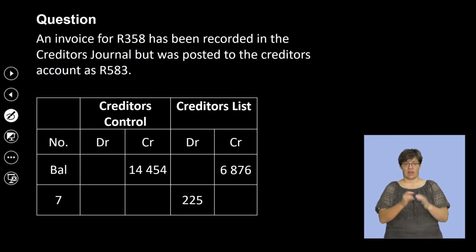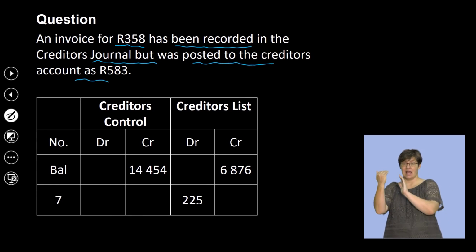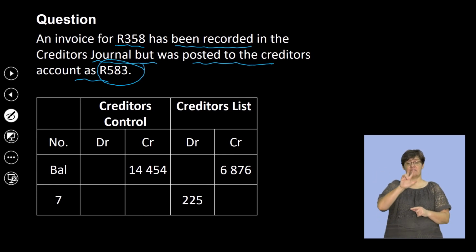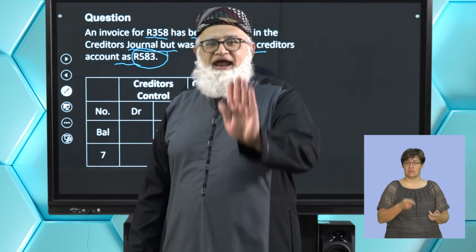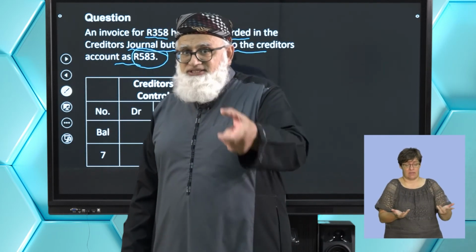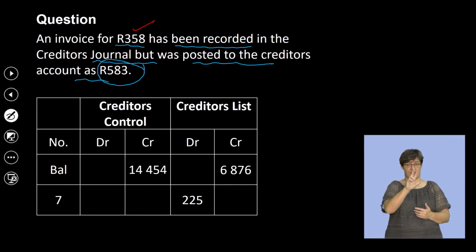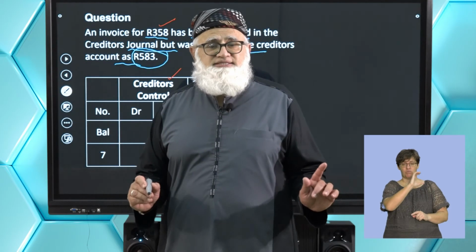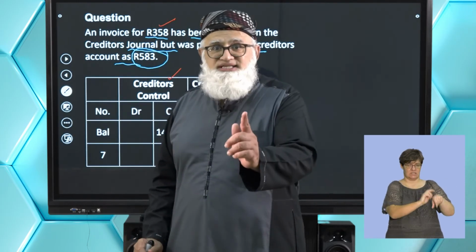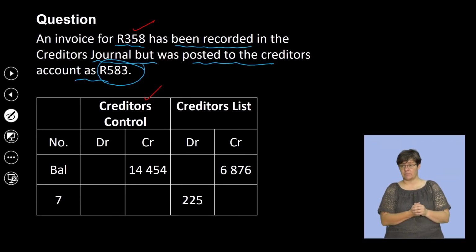An invoice of 358 has been recorded in the creditor's journal but was posted to the creditor's account as 583. Once again, the first question that you ask yourself is: where has the error been made? It was an invoice of 358, recorded correctly in the creditor's journal, so immediately you tick off that the creditor's control is correct and needs no change. Where was the error? The error was made in the creditor's account.